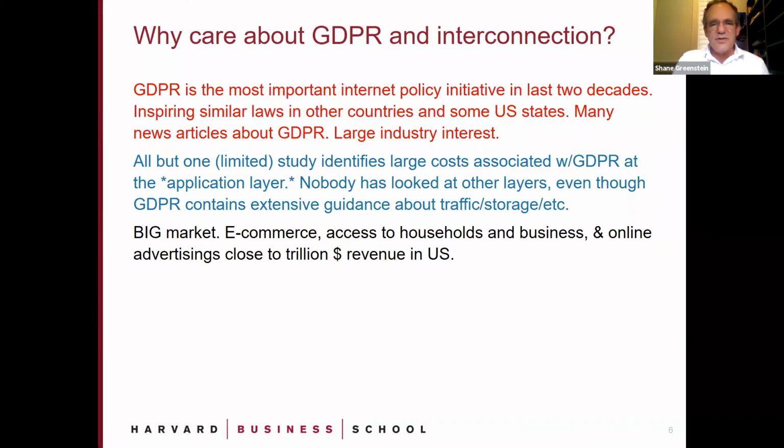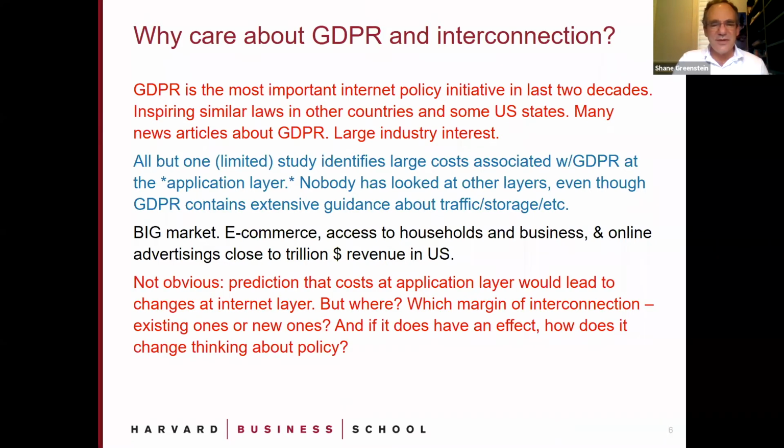This is probably a given, but we're talking about a very large market. If you look at the United States, where I have most of my familiarity, e-commerce, access revenues, and online advertising come close to $1 trillion a year in revenue. So it's just an enormous economy. And then as I'll try to emphasize, it is just not obvious. It was not obvious to us as well before we started what effect GDPR would have on the internet layer, despite a general finding by much research that it has affected the application layer.